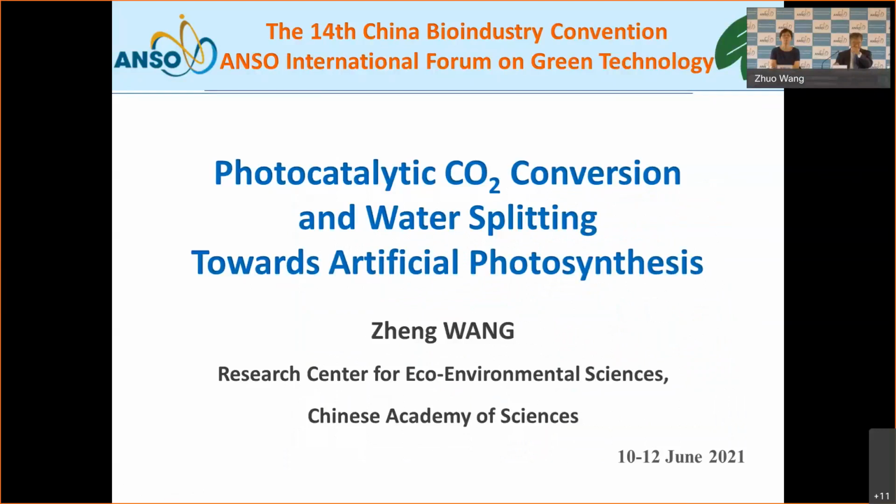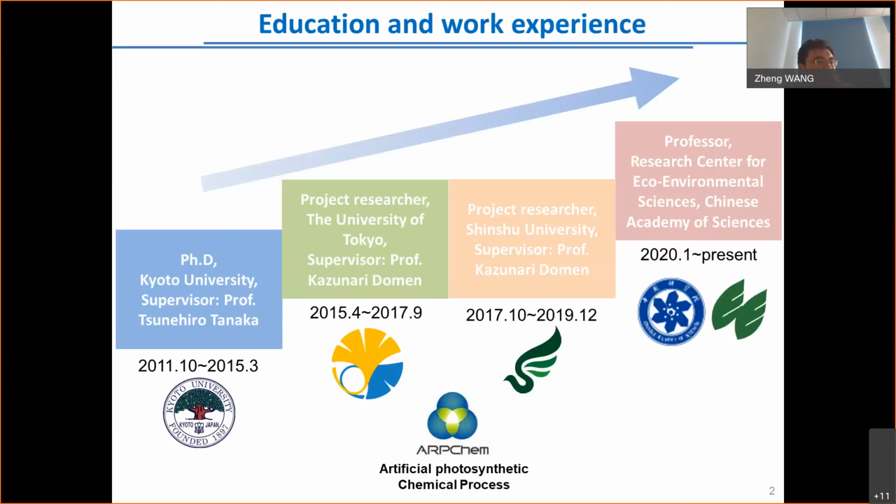Okay. Thank you, Chairman, for a nice introduction. And good afternoon, ladies and gentlemen. This is Zheng Wang from the Chinese Academy of Sciences Research Center for Eco-Environmental Sciences. I'm first grateful to the committee for giving me this chance to share my research and discuss with you. Today, my topic is photocatalytic carbon dioxide conversion and water splitting towards artificial photosynthesis. And this is my education and work experience. During my work in Japan, I participated in the artificial synthetic chemical process project from 2015 to 2019. Now I'm working on carbon dioxide reduction and water splitting using solar energy conversion techniques.